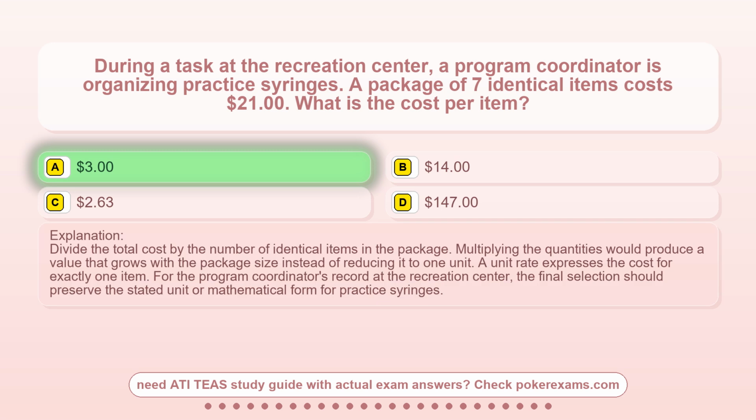Divide the total cost by the number of identical items in the package. Multiplying the quantities would produce a value that grows with the package size instead of reducing it to 1 unit. A unit rate expresses the cost for exactly 1 item. For the program coordinator's record at the recreation center, the final selection should preserve the stated unit or mathematical form for practice syringes.